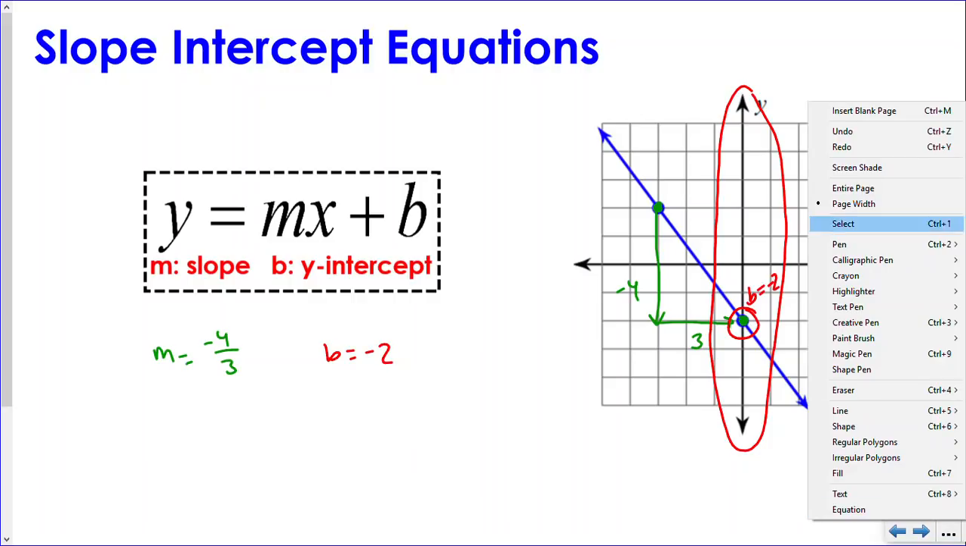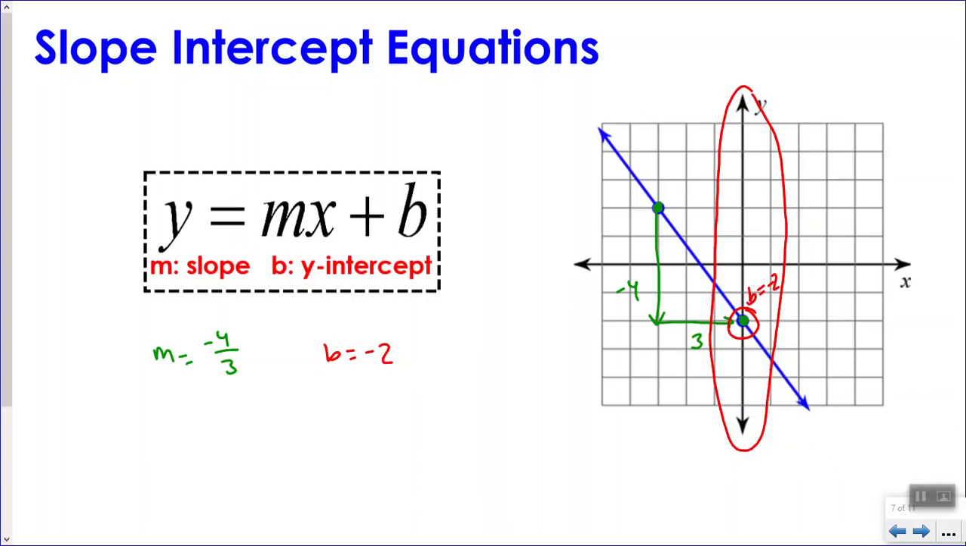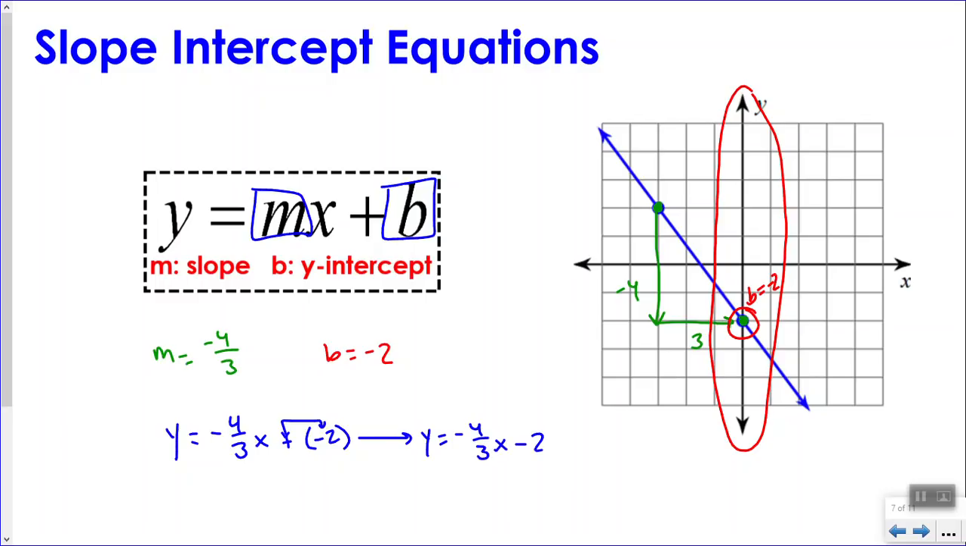Now we just go ahead and substitute everything into our equation. So we have y equals, the only thing we replace is our m and b. So we have -4 thirds x plus -2. Now, we're never going to leave two signs next to each other like this, so we're going to reduce this and say y equals negative 4/3 x minus 2.